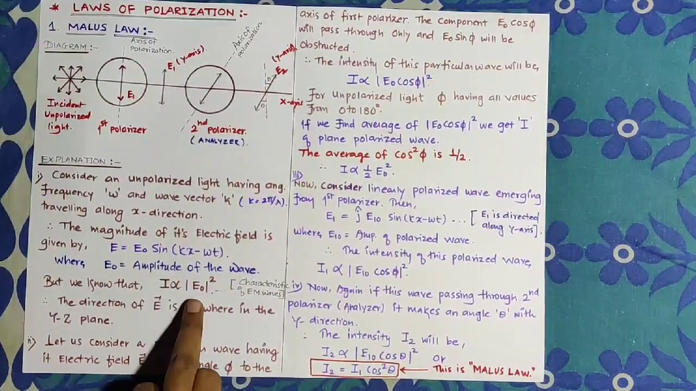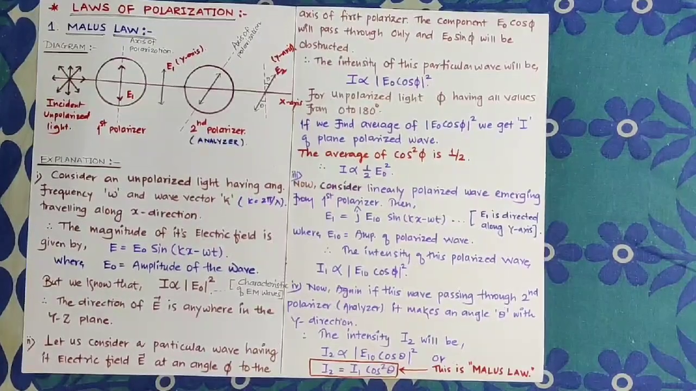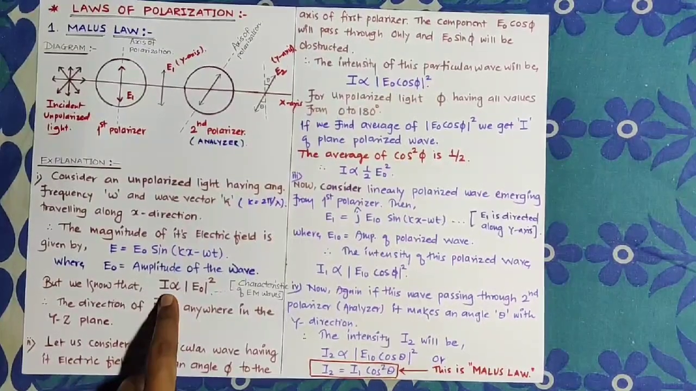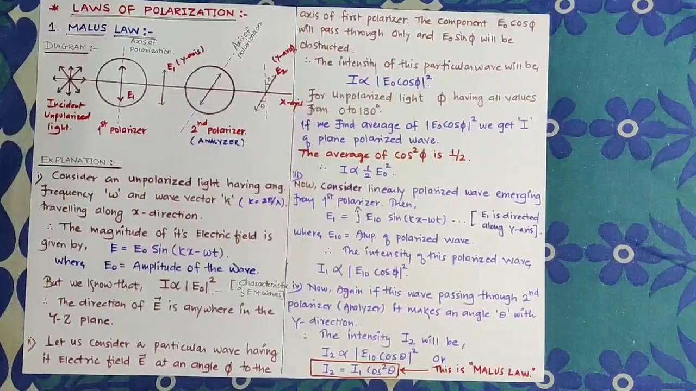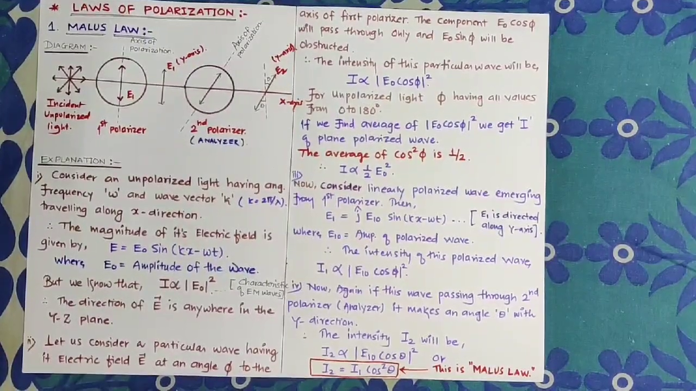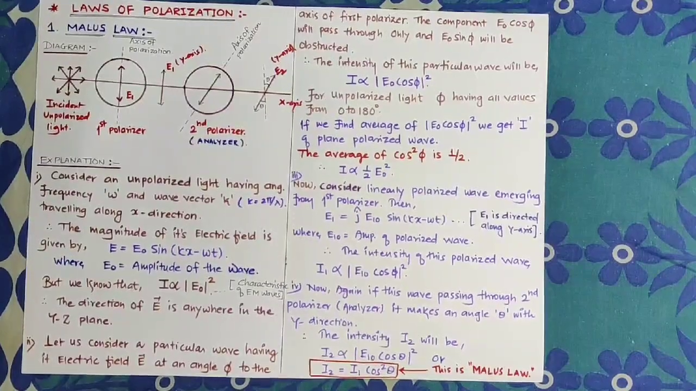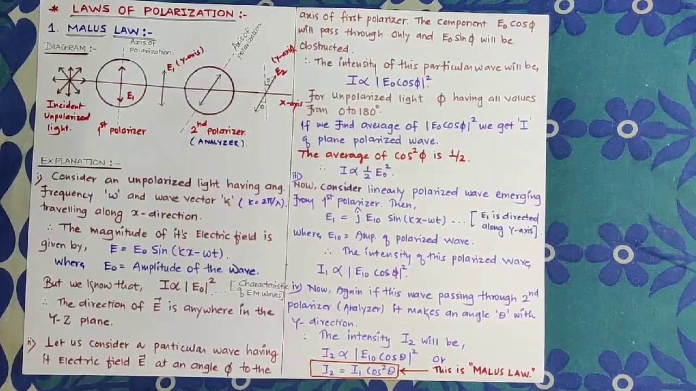See, I is proportional to E0 square, but in the case of the electric field, I_E is equal to half epsilon 0 E0 square, and in terms of the magnetic field, I_B is proportional to half B0 square upon mu 0. What is the half? The term half we will discuss later.